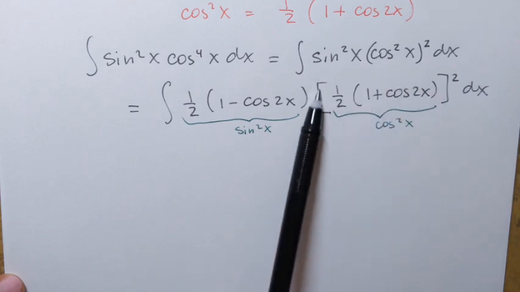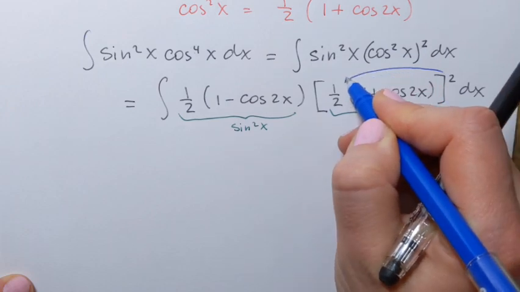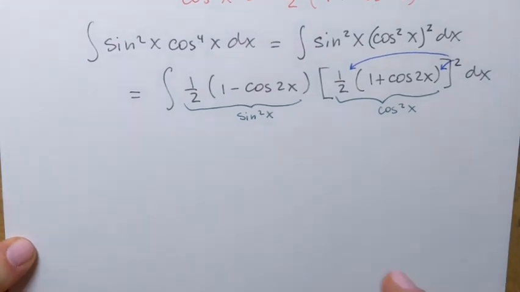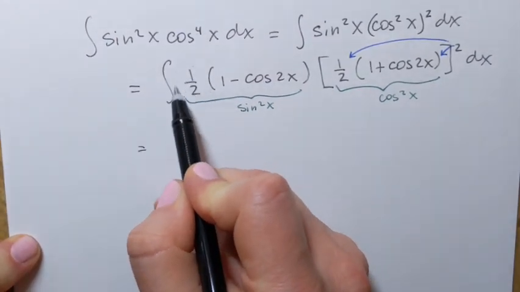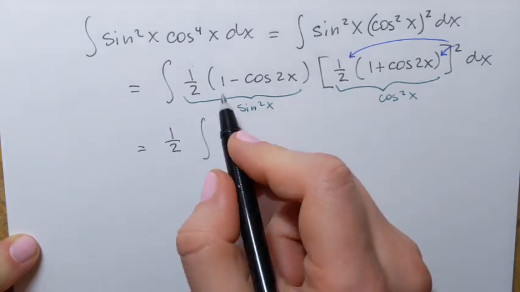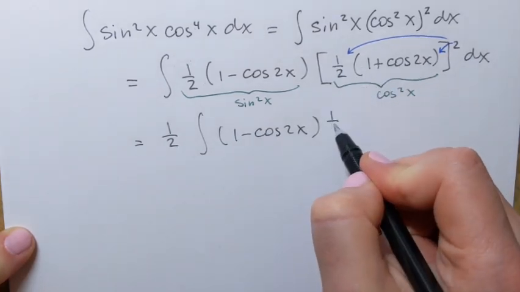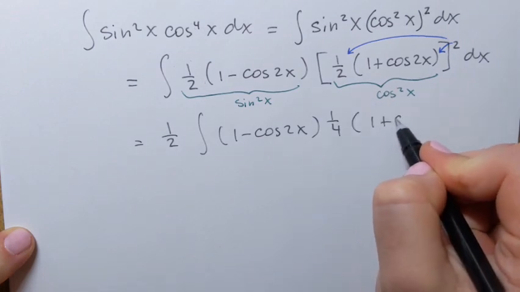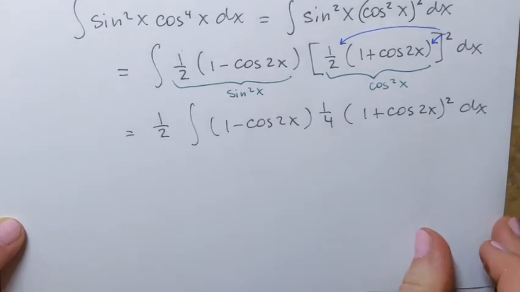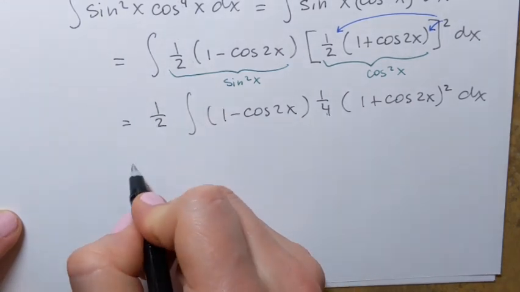I will apply this square. I need to be careful because it applies to both 1/2 and this expression, 1 plus cosine of 2x. So now that 1/2 I can put in the front for now. It's going to be another factor, but I'll keep it here. So 1 minus cosine of 2x times, now that becomes 1/4, and 1 plus cosine of 2x squared dx. Now 1/4 will be put in the front with 1/2, so they're going to be multiplied.